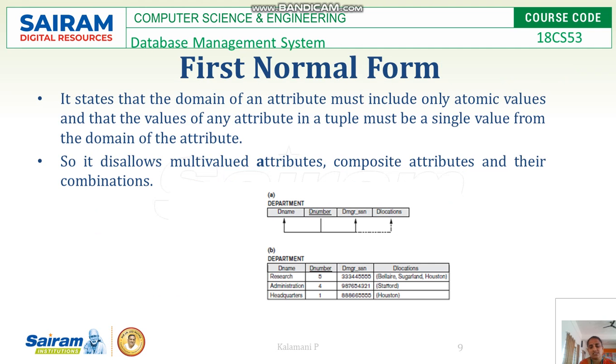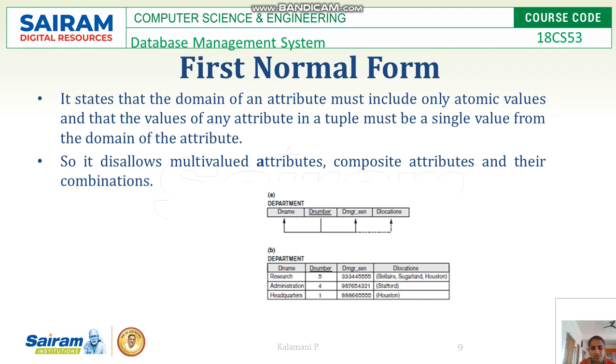Okay, so the first normal form means, whenever any relation is taken, what is the condition for first normal form? First, it should not have any multi-valued attributes, composite attributes and nested relations. This is the condition for first normal form. So first normal form disallows multi-valued attributes, composite attributes, a combination of both, and nested relations. That means each and every attribute present in the relation should be atomic. Atomic means it is not divisible.